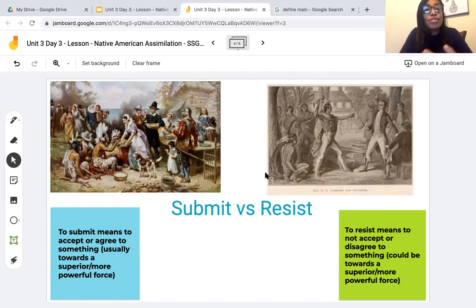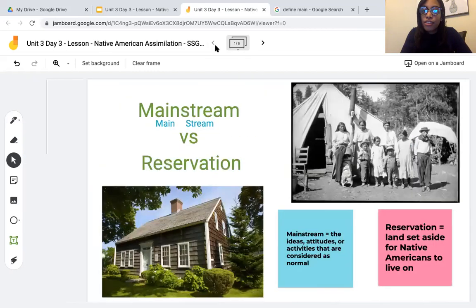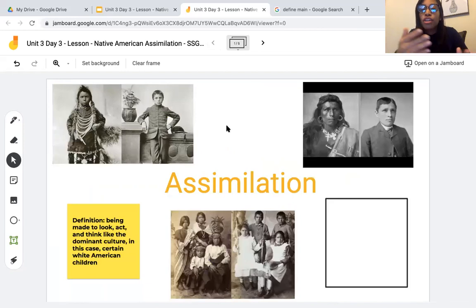How does this relate to assimilation? You got to relate all of these concepts to assimilation. How does it relate? Well, because if you assimilate, are you submitting or are you resisting? You're submitting, because you are accepting the dominant culture, and for the most part, it was by force. So just making sure that you're making those connections along the way.